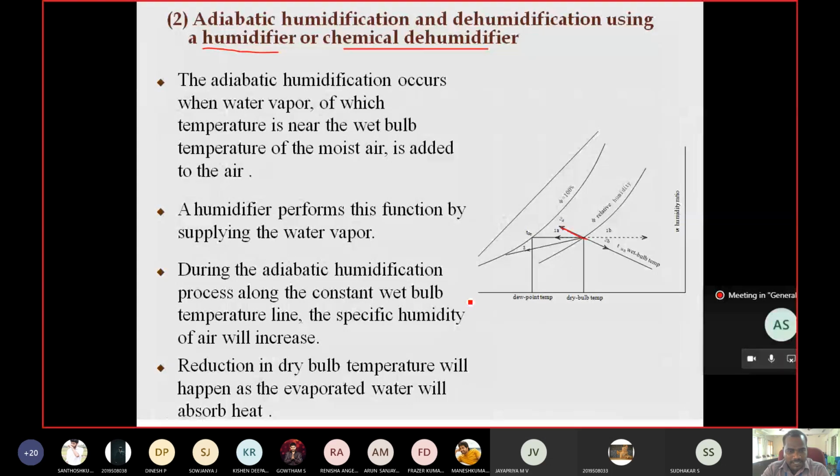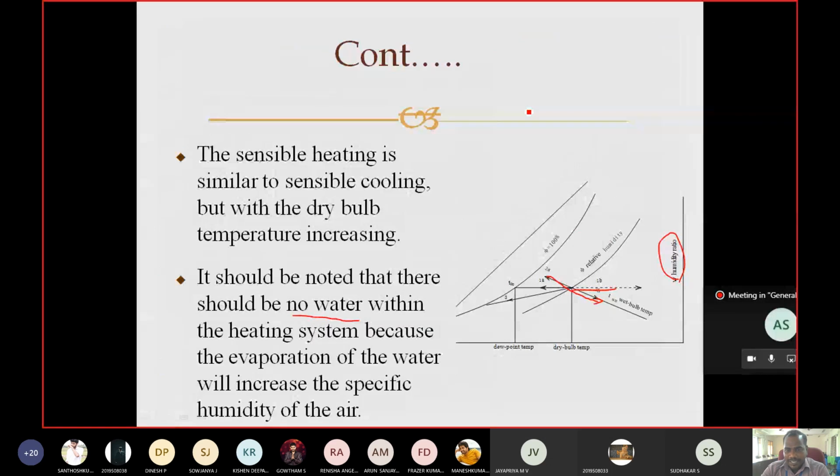Also, we need to increase the specific humidity, so we need to increase the relative humidity of the system. Then a reduction in dry bulb temperature will happen, as the evaporated water will absorb heat, right? So a reduction in dry bulb temperature is also possible. The reverse happens in dehumidification. So there is a possibility of humidification and dehumidification, and also a possibility of sensible heating and cooling.